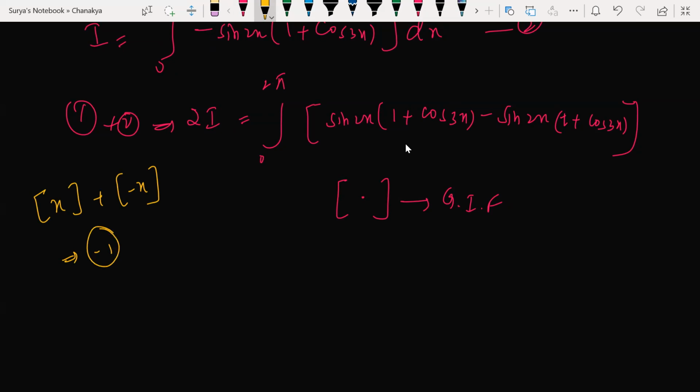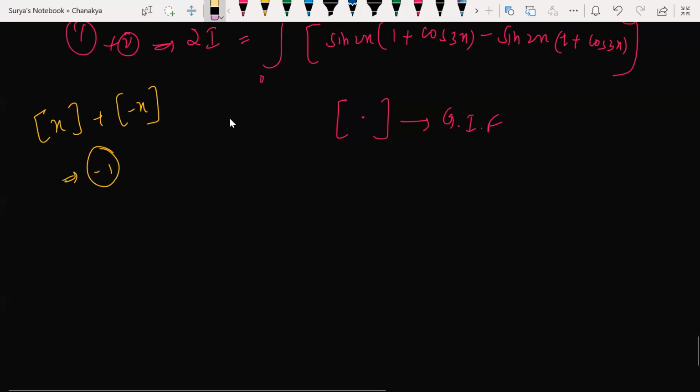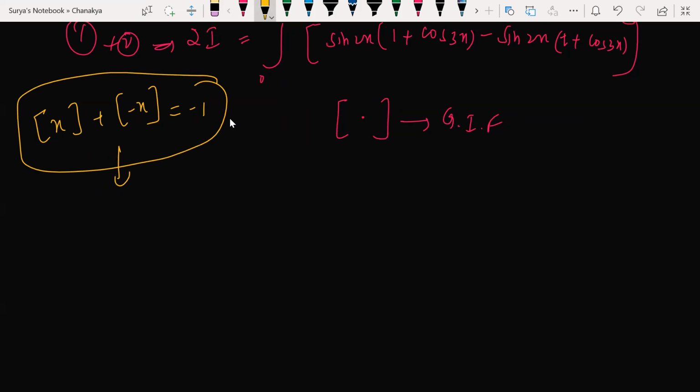Sir, how is it minus one? It is always going to be minus one, beta. If you want to check, you can take any example and check it out. Let me say the x value I'm taking is 2.6. So step of 2.6 is 2, plus step of minus 2.6 is what? Minus 3, right? So 2 minus 3 will be minus 1.